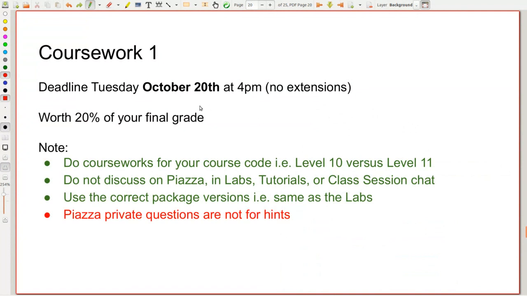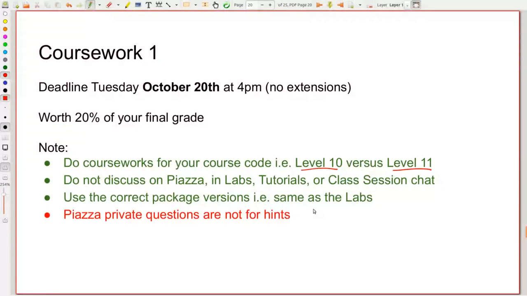Okay, coursework 1 is due next week. And so the important thing, like I said before, is to do the correct coursework corresponding to the course that you're on. So level 11 has one extra question. Don't discuss it on Piazza, in the labs, tutorials, or class sessions, for example.